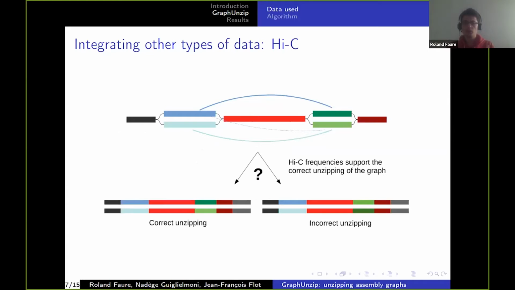So with that, if we look at the Hi-C contact frequencies of the blue and the green contigs, we can guess the right unzipping. Because if there are very strong Hi-C contacts between dark blue and dark green contigs, we can guess that they're on the same chromosome, while there are very few contacts between dark blue and light green contigs, so they're probably not on the same chromosome. So it's possible to use this information to unzip the graph.